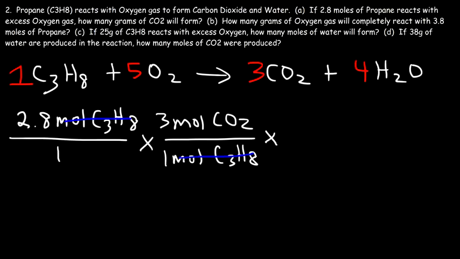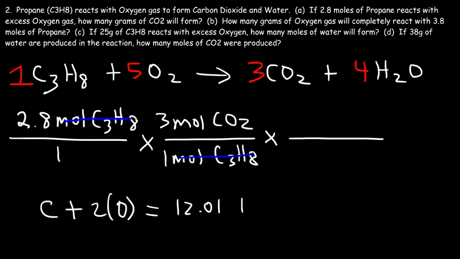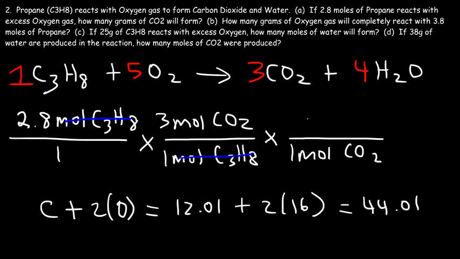Now, we can convert from moles of CO2 to grams of CO2. So we need the molar mass of carbon dioxide. CO2 contains 1 carbon and 2 oxygen atoms. So that's 12.01 plus 2 times 16, which is going to be 44.01. So 1 mole of CO2 has a mass of 44.01 grams. Whenever you see this number, the molar mass, the units are grams per mole. So 1 mole of that substance has a mass of 44 grams.